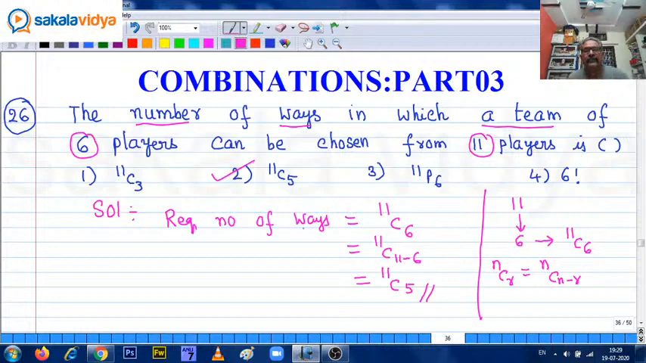But 11C6 is not there in the options, so we need to apply this formula, nCr equals nC(n minus r), so that we get 11C5 as the right answer.